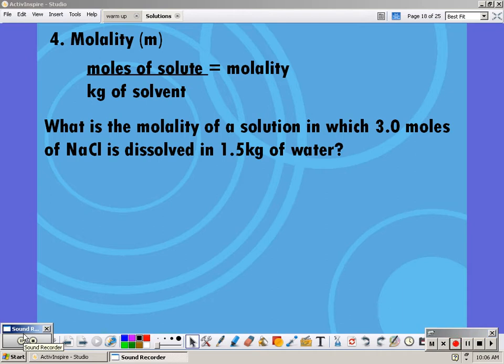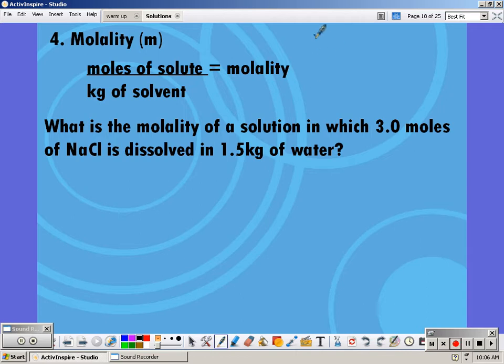Another way of measuring the concentration of a solution is by measuring the molality. Molality, which is symbolized by a lowercase m, is the moles of solute divided by the kilogram of solvent. Why do we have two different forms of concentration, molarity versus molality?